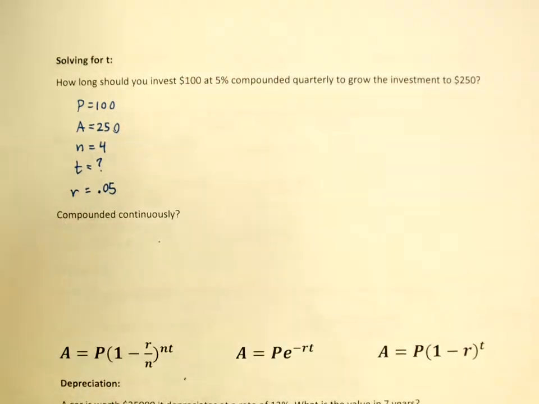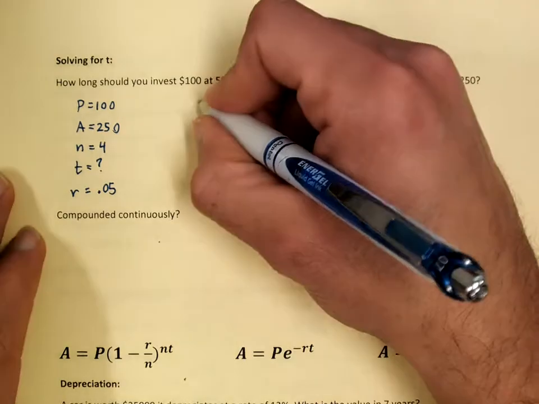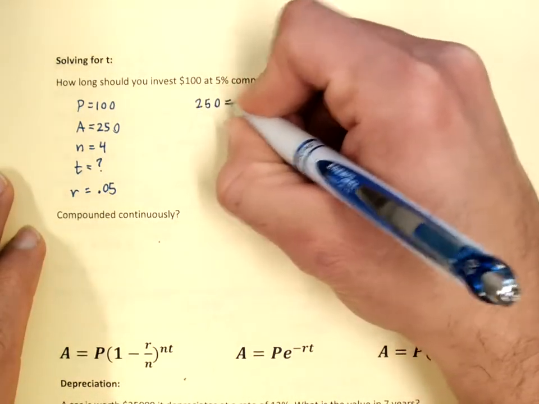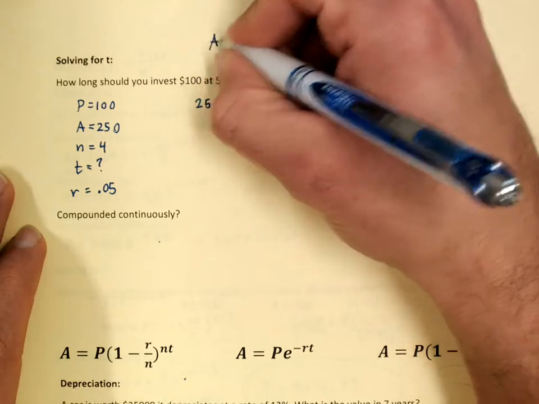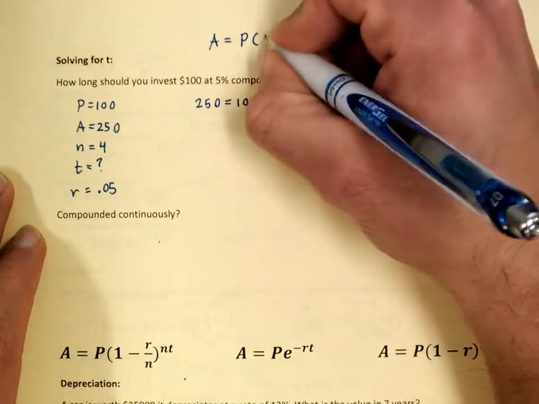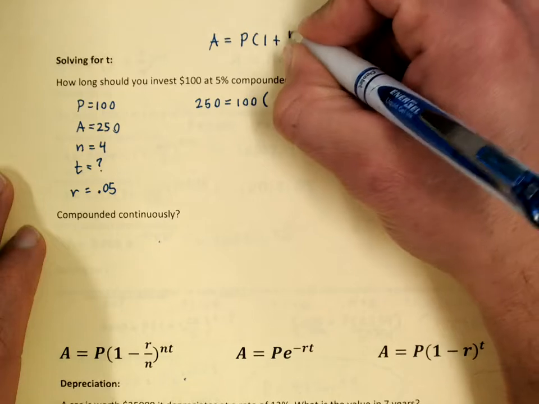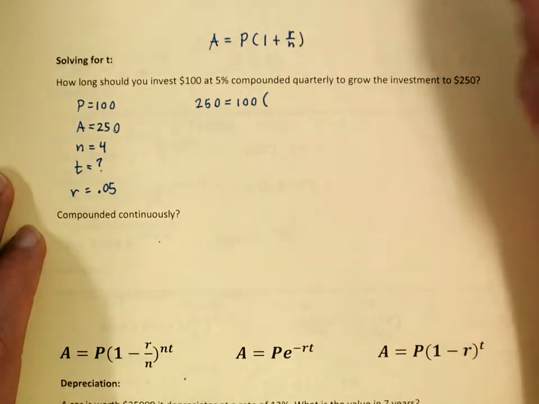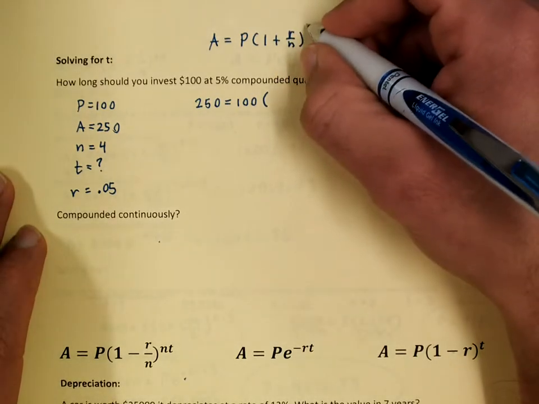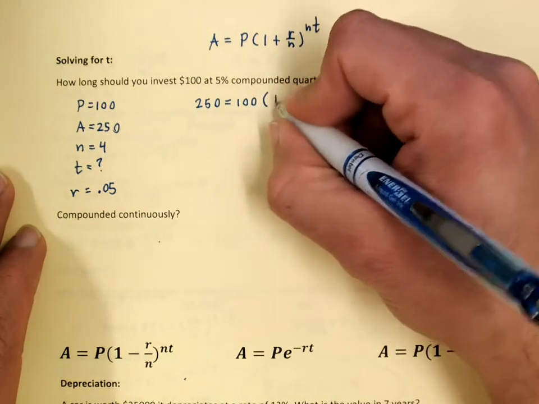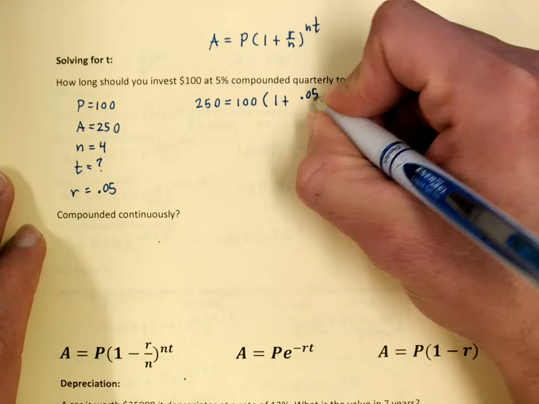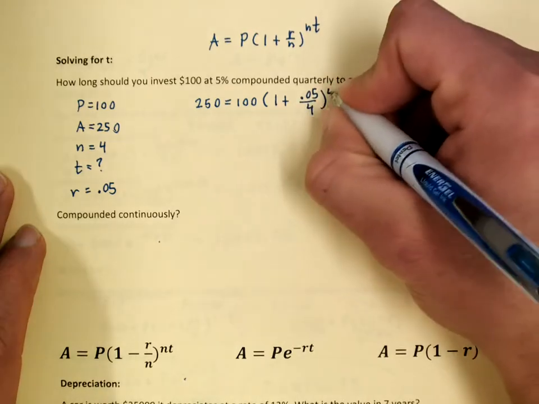0.05. Okay, so let's plug all that in. So I have 250 is equal to 100. And remember, I'm using this formula, in case you're wondering, especially since it talked about compounding interest quarterly, right? So we have 1 plus 0.05 over 4 to the power of 4t.